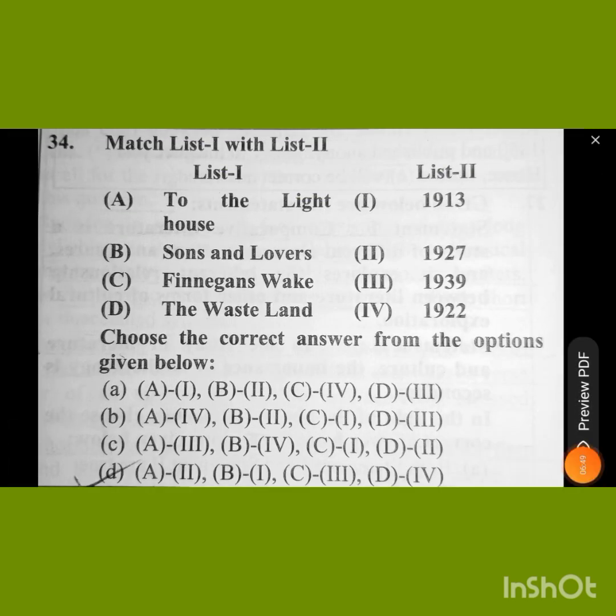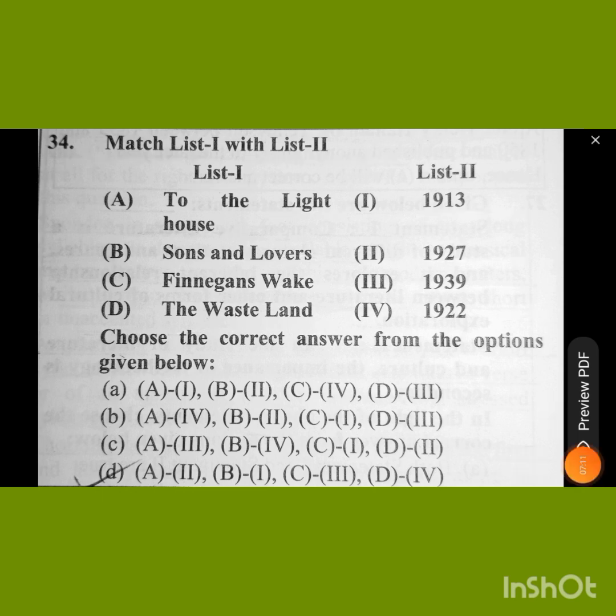Now question number 34. Match list first with list second. List 1 is: A, To the Lighthouse; B, Sons and Lovers; C, Finnegan's Wake; and D, The Waste Land. List 2: 1913, 1927, 1939, 1922.